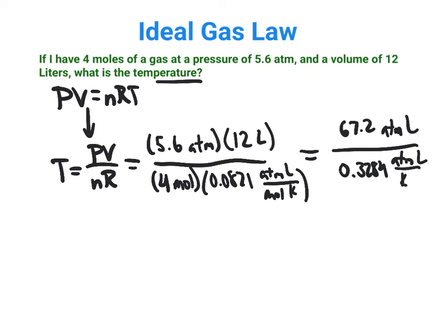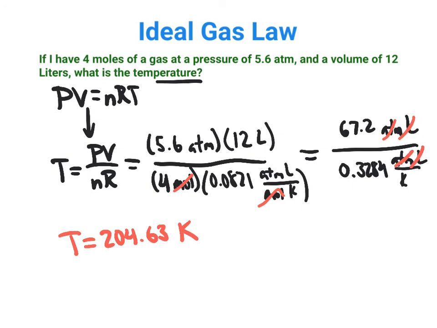When I solve that out, see, moles is going to cancel right there. The atmosphere liters are going to cancel. And when I solve it all out, I get T is equal, and this is where you have to be careful, 67.2 divided by 0.3284 gives me 204.63. We'll just round there.